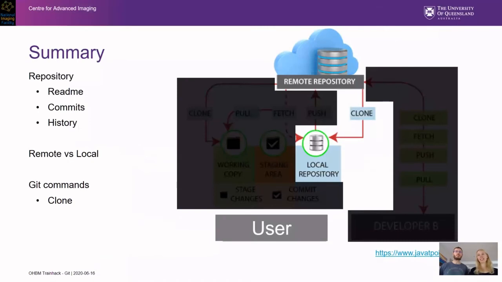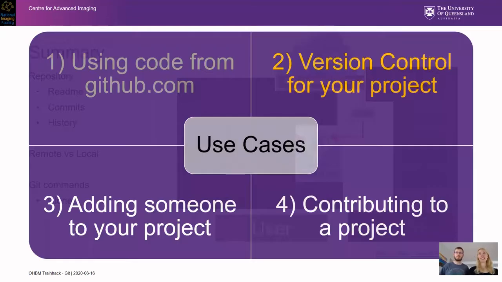Cool. So in summary, we have learned what a remote repository is. We have learned the function of the README, which is really the documentation of the code. We learned about commits, that's how the history is written. And we've also seen what a local repository is, and the first Git command, which is clone. But at the moment, we are only a user and observer of the things that are happening. So in the next step, we want to do version control for our own project.